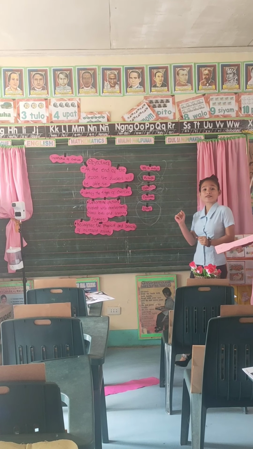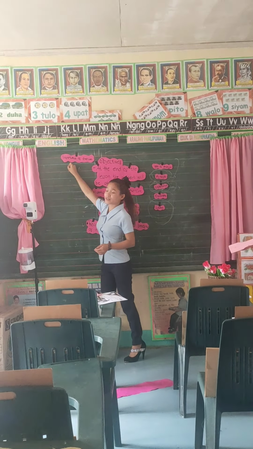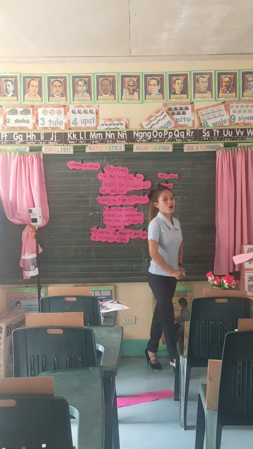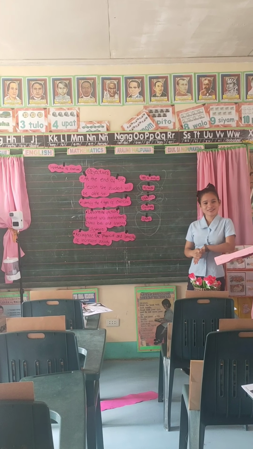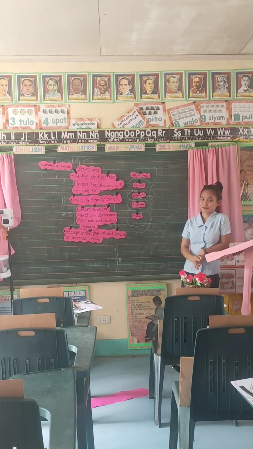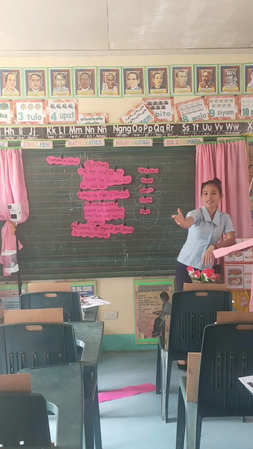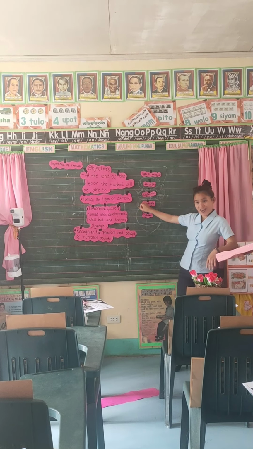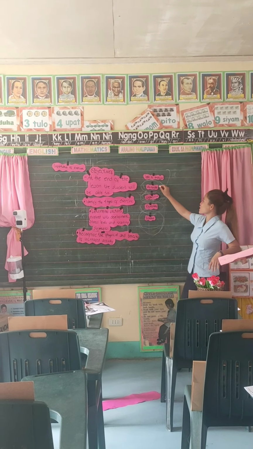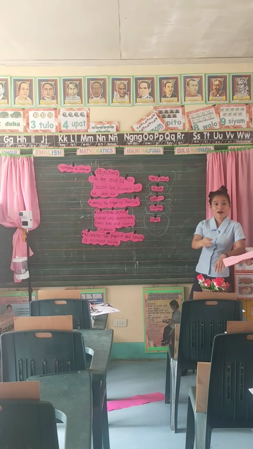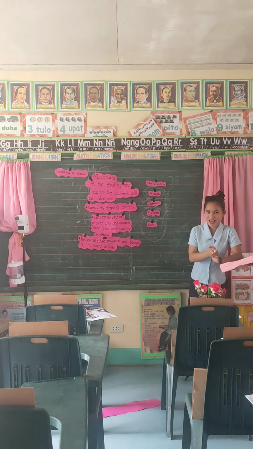Okay class, I have a question regarding our topic, the importance of exercise. So what are the four types of exercise? Yes, Harold? Endurance. Yes, Kitty? Flexibility. Yes. Justin? Balance. Mark? Okay, strength. Those are the four types of exercise.